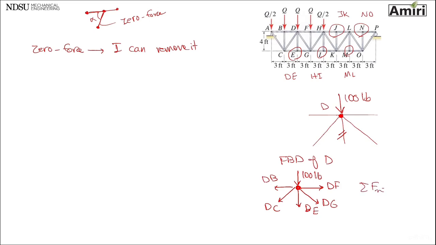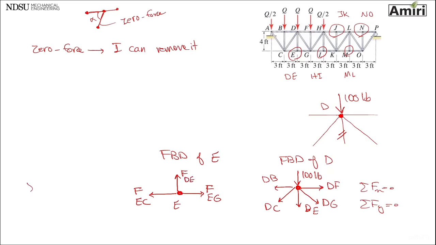Sigma FX equals 0. It doesn't go anywhere. Sigma FY equals 0. Doesn't go anywhere. But now let's draw a free body diagram of E. Okay, I can do that. This is my pin E. Unknown forces. I have EG, I have EC or CE. These are all forces, by the way, don't forget that, force of DE.